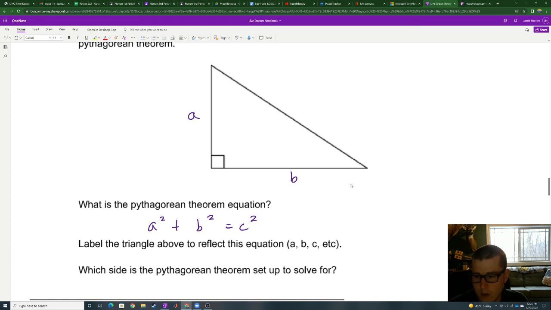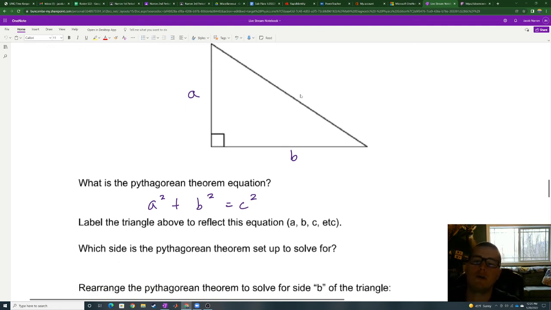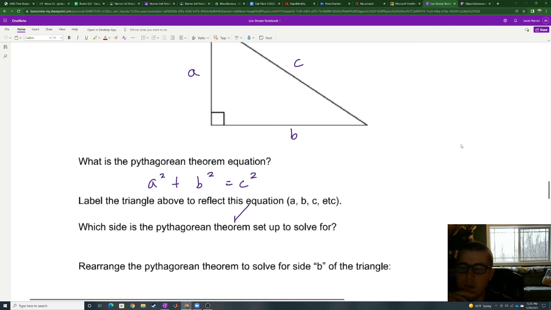So it said label the triangle above. I've done it on my end. It's just taking it a second to sync up and load. But yeah, the hypotenuse over here is C. There you go. See, what did I tell you? Which side of the Pythagorean theorem is this set up to solve for? Technically, it's not set up to solve for anything. Because this isn't going to help you solve for the hypotenuse. The way that this is written is going to help you solve for the hypotenuse squared, right? So technically, none.